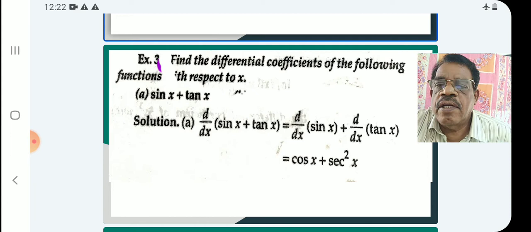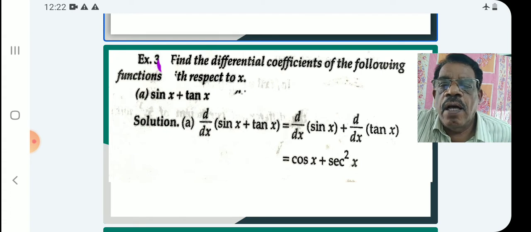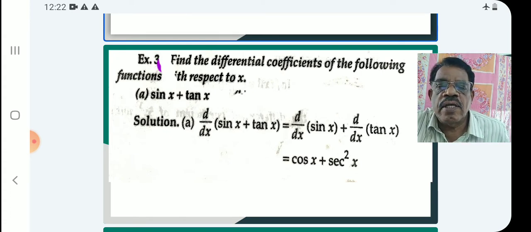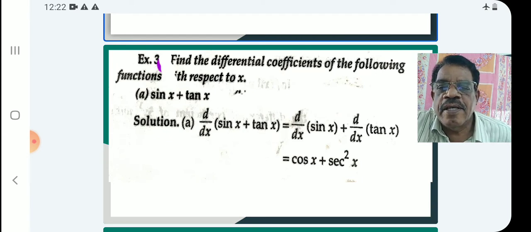The answer is d by dx of sin x plus tan x. That is d by dx of tan x plus d by dx of sin x. The derivative of sin x is cos x, and the derivative of tan x is sec square x. The result is cos x plus sec square x.